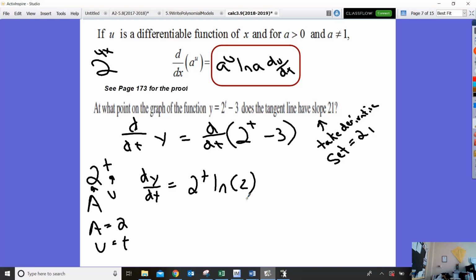Times the derivative of t, in this case with respect to t. Now, can we take the derivative of x with respect to itself? It's just 1. And what's the derivative of negative 3? 0. It's constant. So there's our equation. And we're going to replace that dy/dt with what? 21. 21 equals 2 to the t times the natural log of 2.